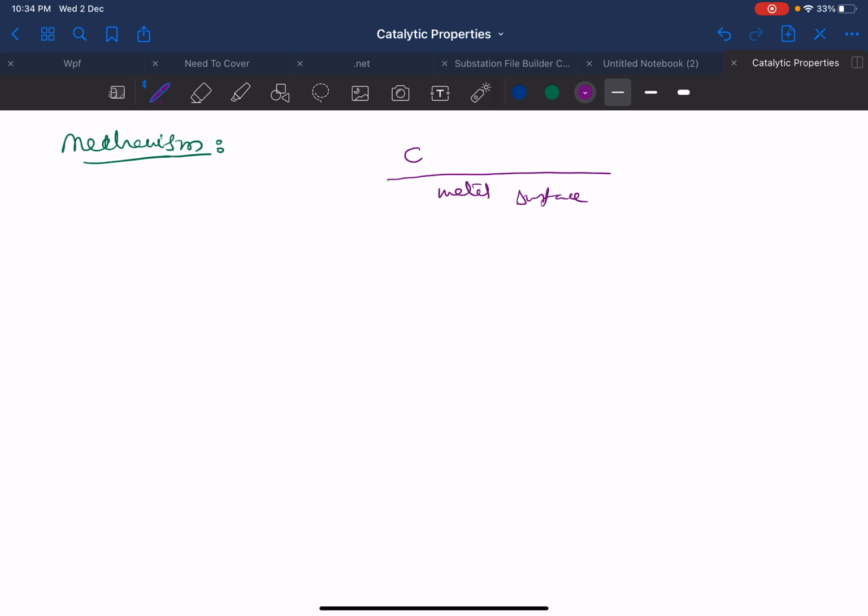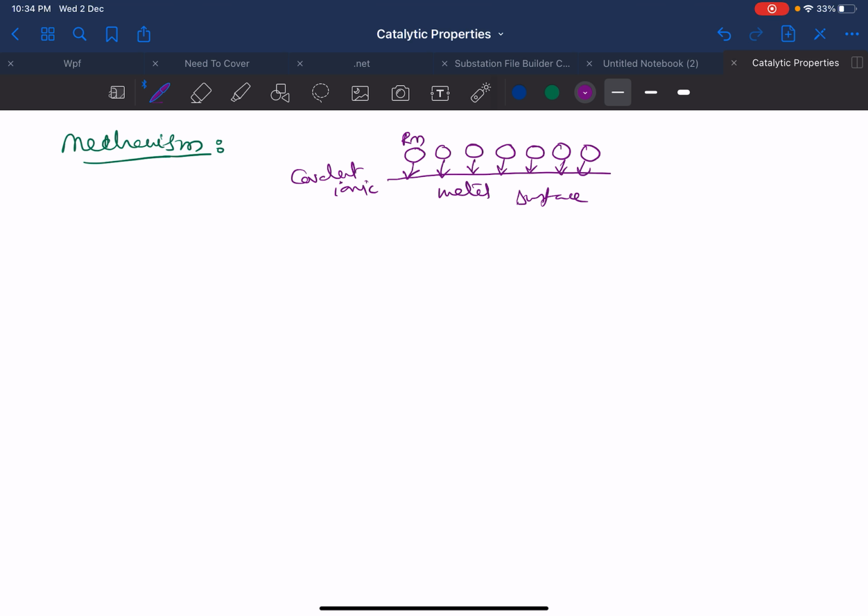When the reactant molecules approach the metal surface, these reacting molecules are called RM. RM means reacting molecule. There is a chemical bond between the reacting molecules and the metal surface. This chemical bond may be either covalent or ionic.